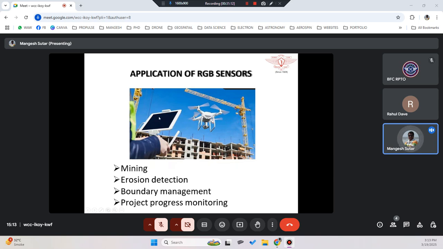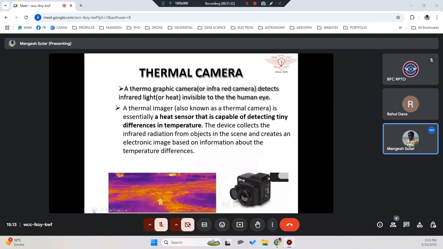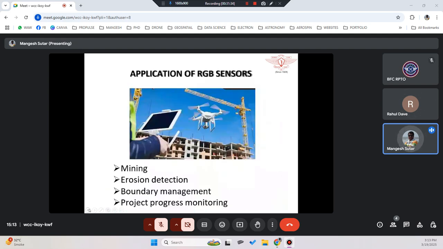Like in real estate, you can show how your building is coming up. Every month you take the footage, every month you take the images from different angles, which can make project progress reports, even for the customers or the people who have invested money in the project. Okay, so those were the applications of RGB cameras, or RGB sensors.